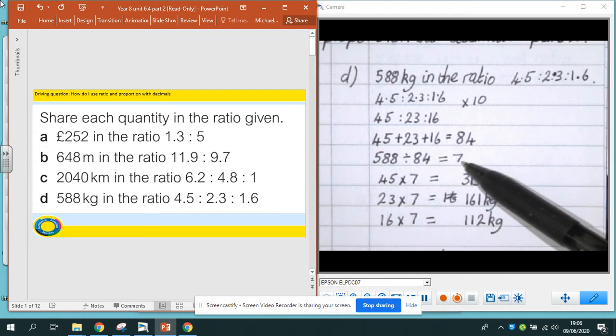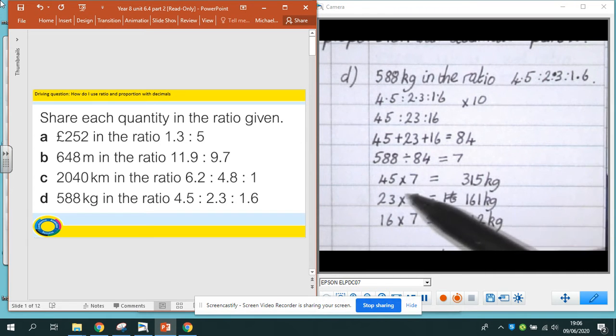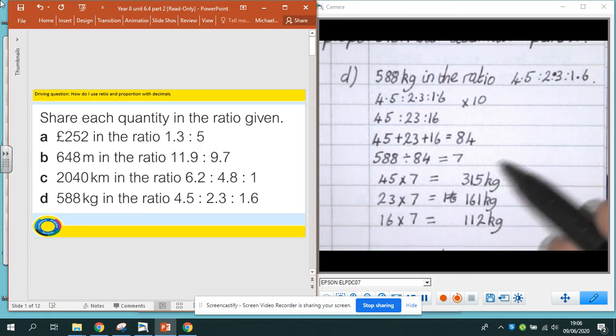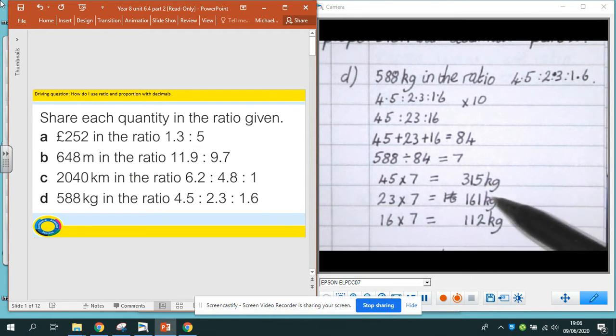588 divided by 84 is 7. 45 times 7, 23 times 7, 16 times 7. So all these numbers, again, if you add these up, you should get 588. 5 add 2 add 1 is 8, so I'm pretty certain my check is correct.